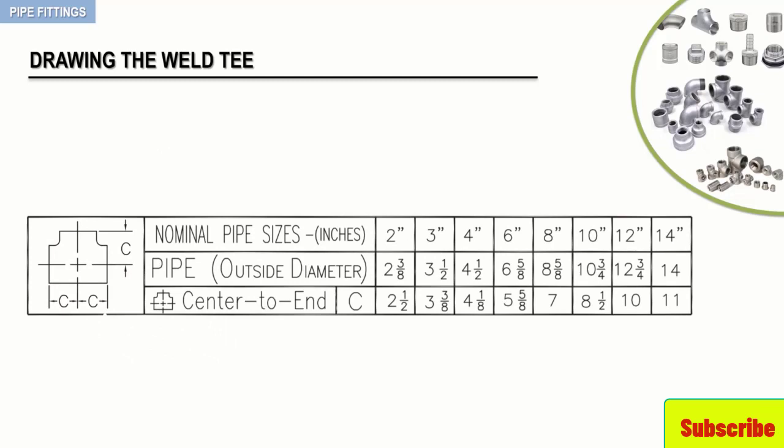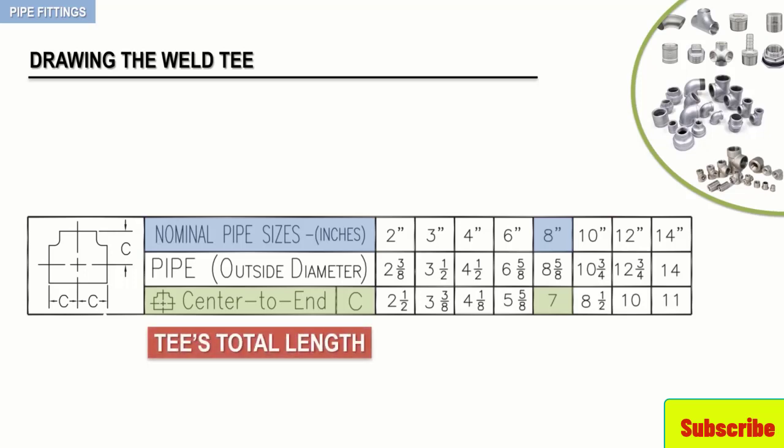Here, the C dimension is the center to end measurement for both the header and branch lengths. Therefore, the C dimension must be doubled to find the total length of the fitting. For the sake of demonstration, the appropriate dimension or center to end dimension of a tee welded to an 8-inch nominal pipe size is 7-inch. Now you must double this to find the total length of the fitting, which is in our case 14-inch.